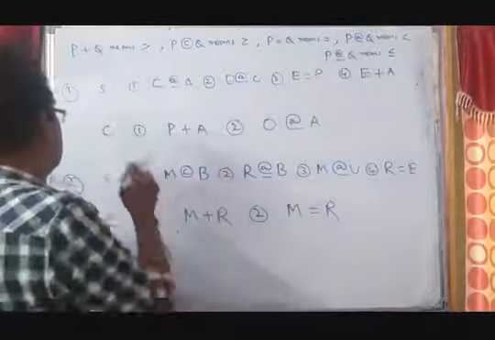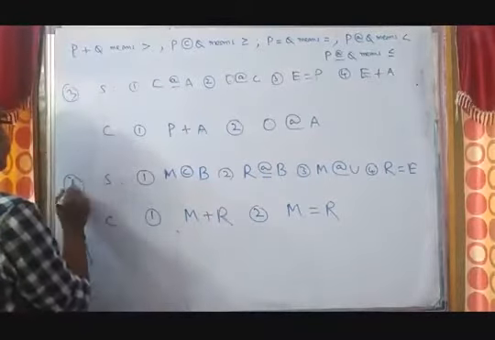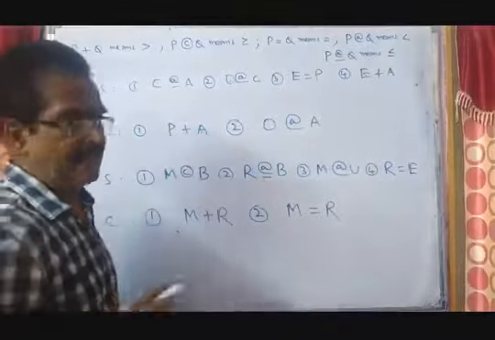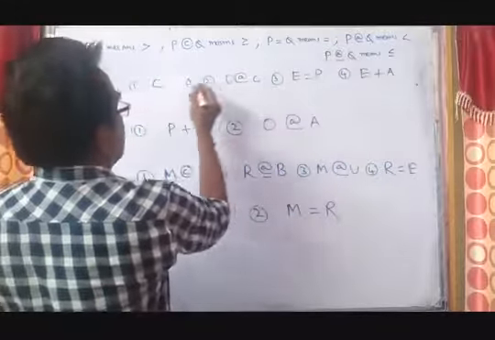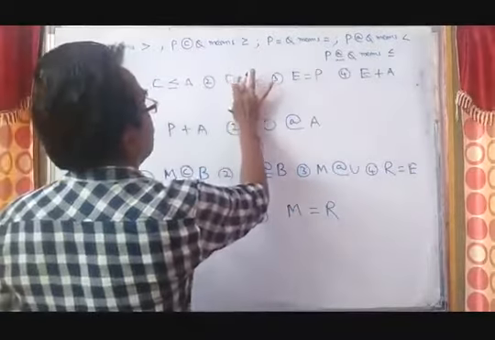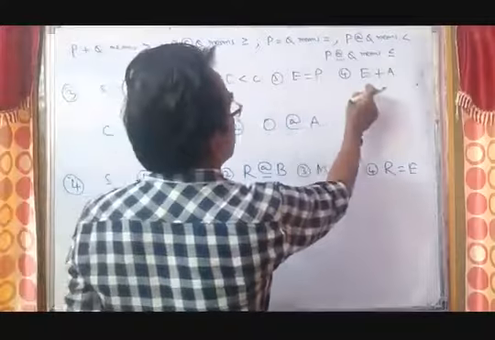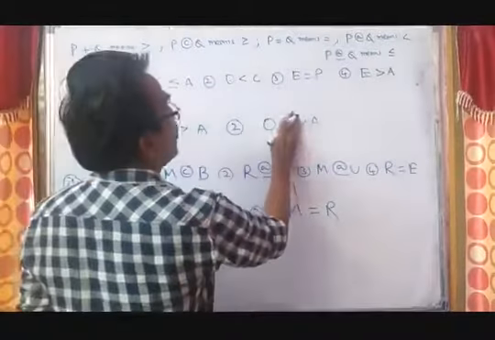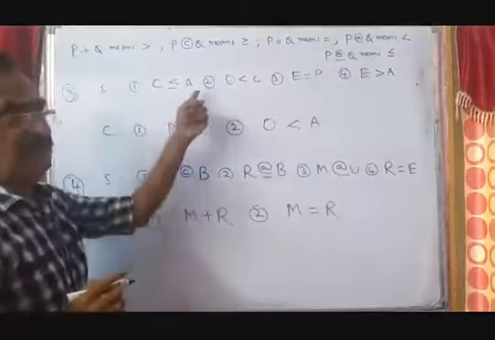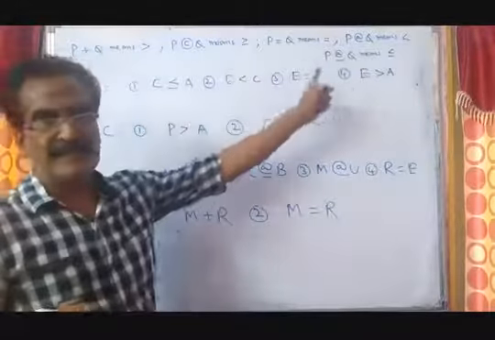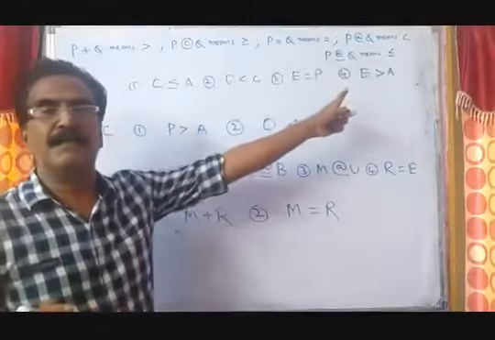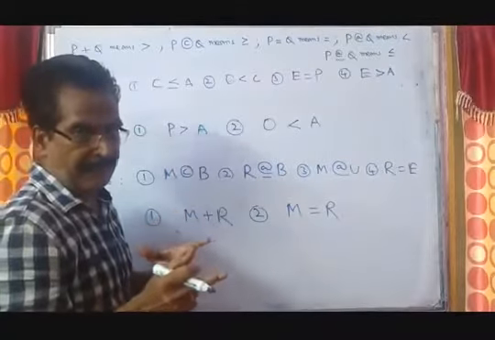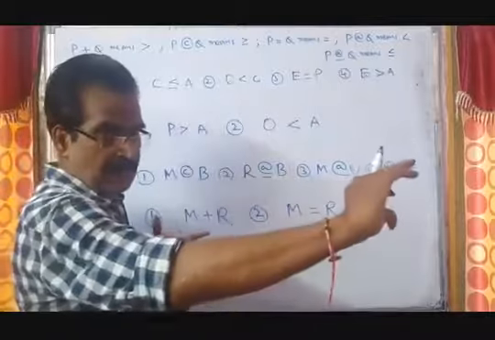So let us see the third problem. Let us first change these symbols and write a single statement. Less than or equal to means less than, equal to means equal to, plus means greater than, at the rate means less than. After changing the symbols, we have to write a single statement mixing all these four statements.